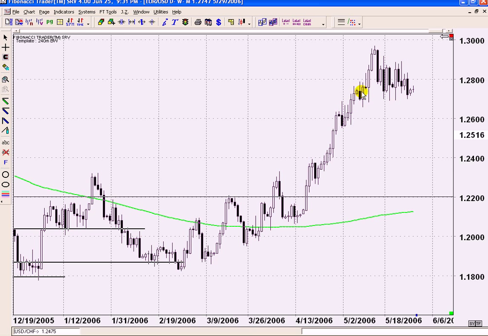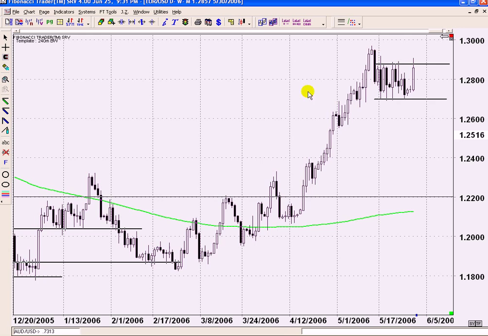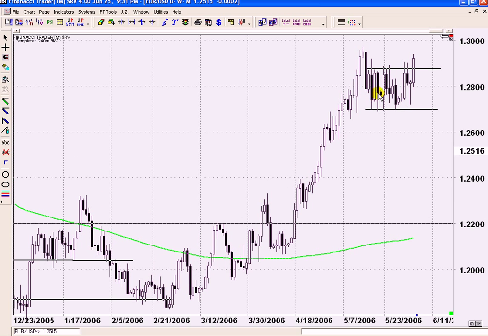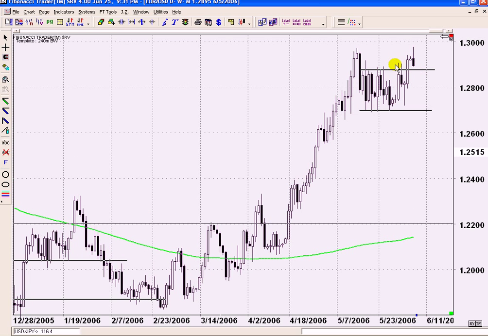Consolidation, consolidation, rally, price forms a high. Now we have this consolidation here and here. As we see price move within this consolidation, then sell. Okay? Just sell it.